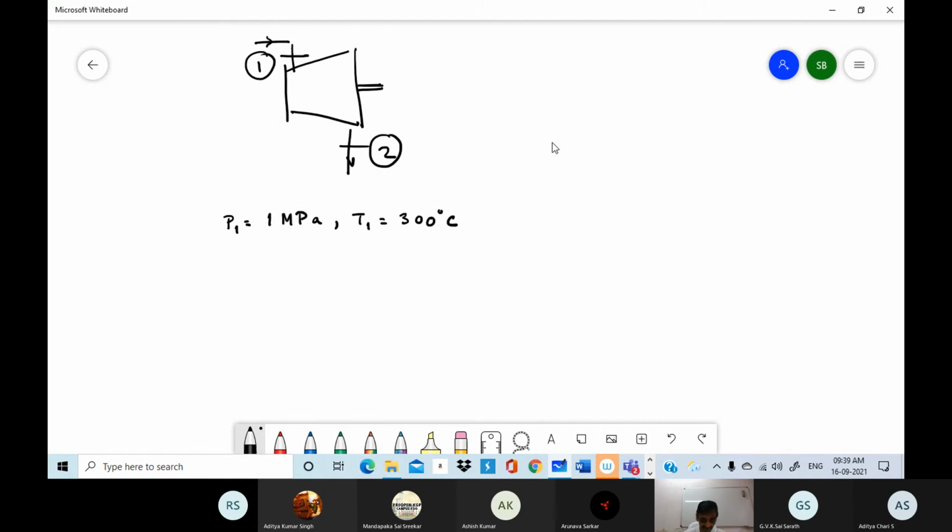So by now you're familiar with how to use the tables. So I'll not go back and forth. I'll just give the final values.